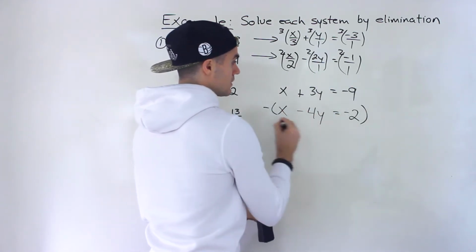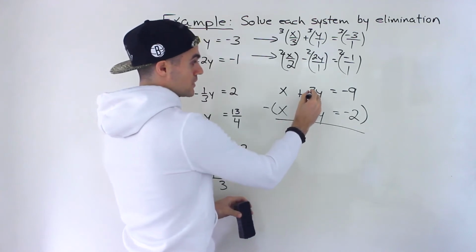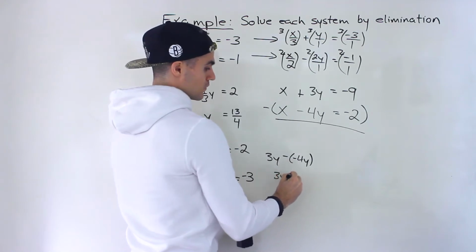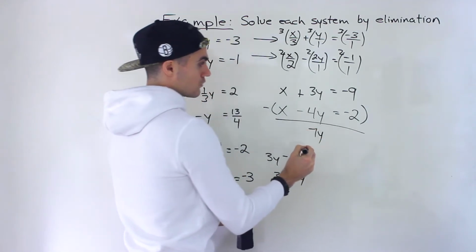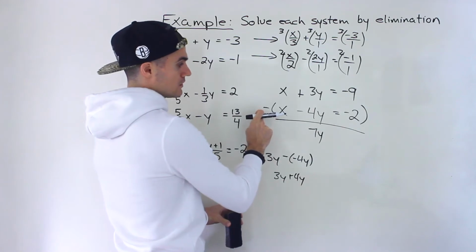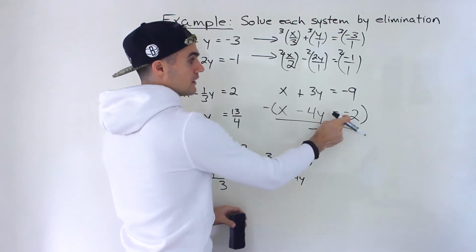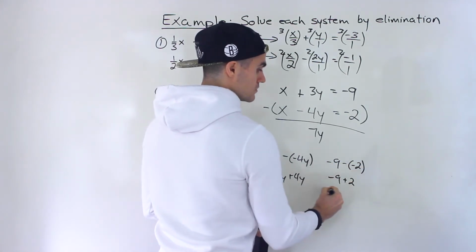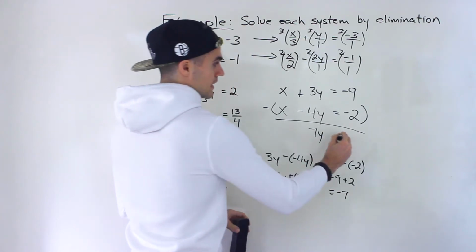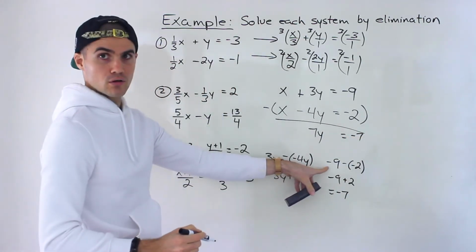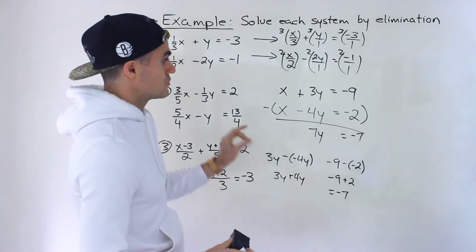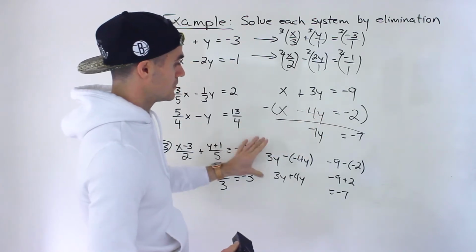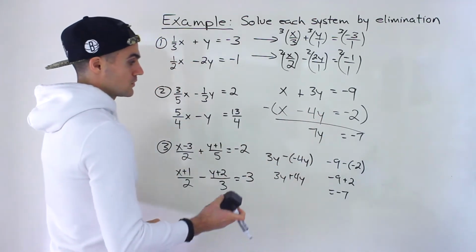So subtracting everything here, x minus x is 0. 3y minus negative 4y is like 3y plus 4y, which gives us 7y over here. So be careful when you're subtracting. You have to distribute that negative to everything. Then we have the negative 9 minus the negative 2, which would be negative 9 plus 2, which would be negative 7. So just be careful with this. That's a common way to slip up when you have these negatives here. Maybe do some work on the side just to make sure you're doing it correctly.